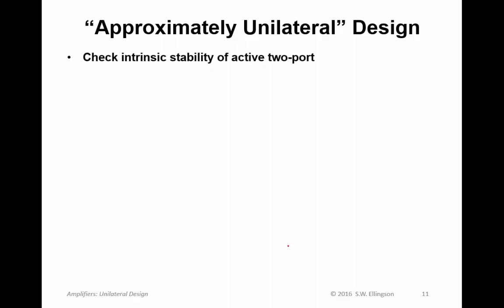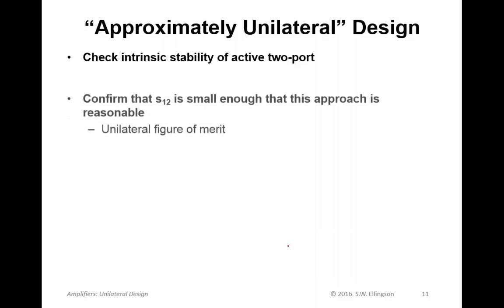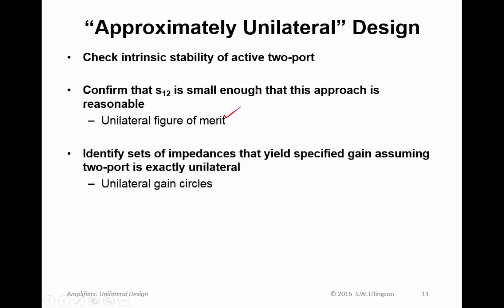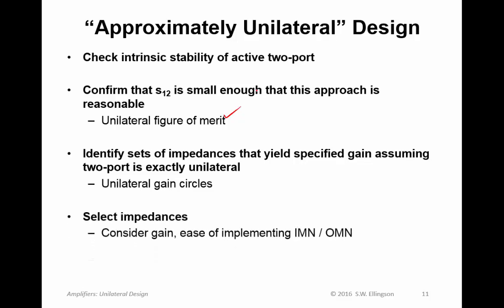So here's the procedure for approximately unilateral design. First, again, check that the active two-port is unconditionally stable. Confirm that S12 is small enough that this approach is going to be reasonable. You do that using the unilateral figure of merit, as I just showed you. You identify sets of impedances that yield specified gain, assuming the two-port is exactly unilateral. In other words, you just use the exactly unilateral procedure. You select impedances, and then you consider the gain and the ease of implementing the IMN and OMN.